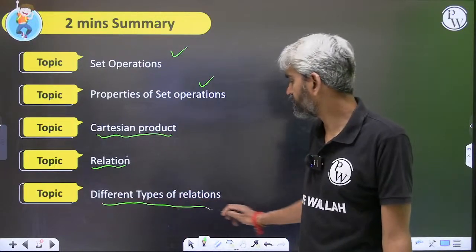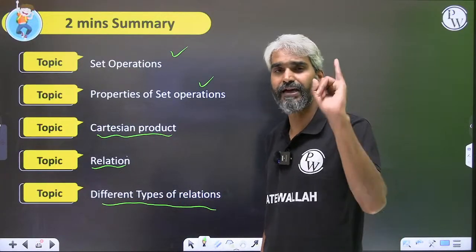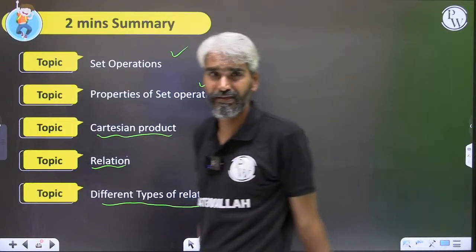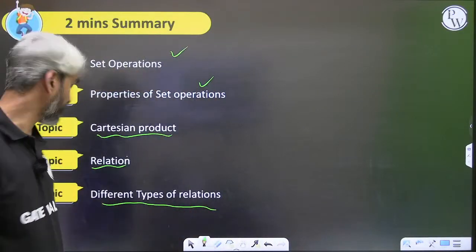Different types of relations: we have understood three of them, diagonal relation, reflexive relation, and irreflexive relation. The remaining I'll complete in the next session. Okay, so that will be all for this particular session.